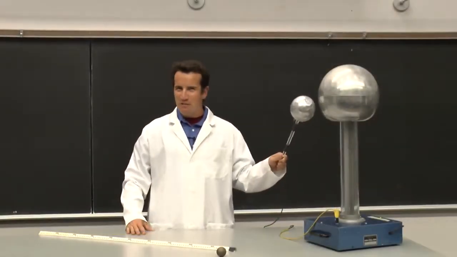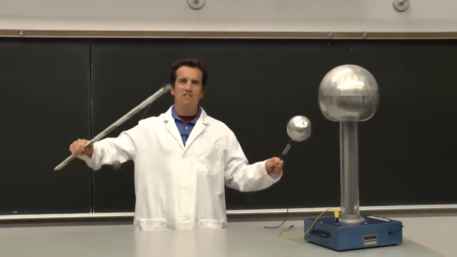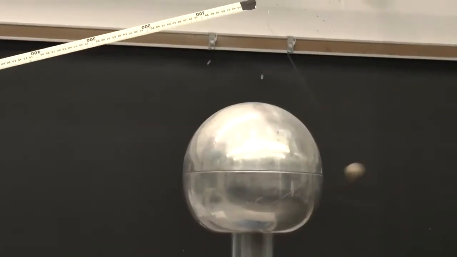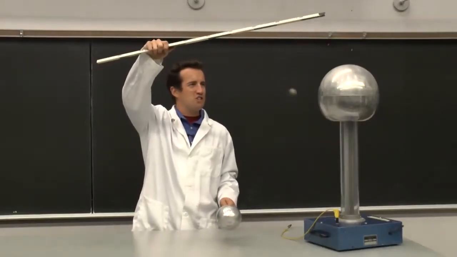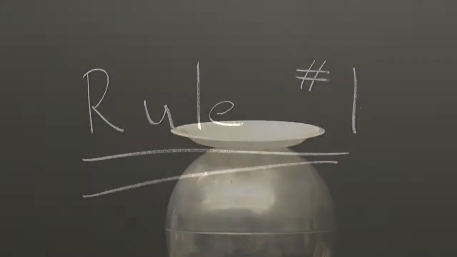It's time to learn the 5 rules of the electric field. The electric field is a force field that fills space, pushing and pulling on electrically charged objects. Rule number 1.